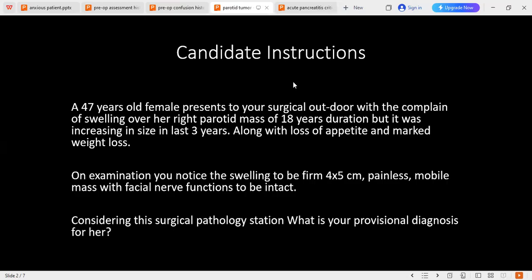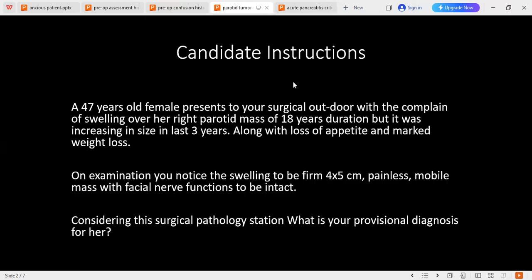There are two terminologies which are often tested for this station: high sensitivity test and high specificity test. What do you understand by these two terms? Sensitivity is the ability of the test to correctly classify an individual as truly diseased, while specificity is the ability of the test to correctly classify an individual as disease-free.